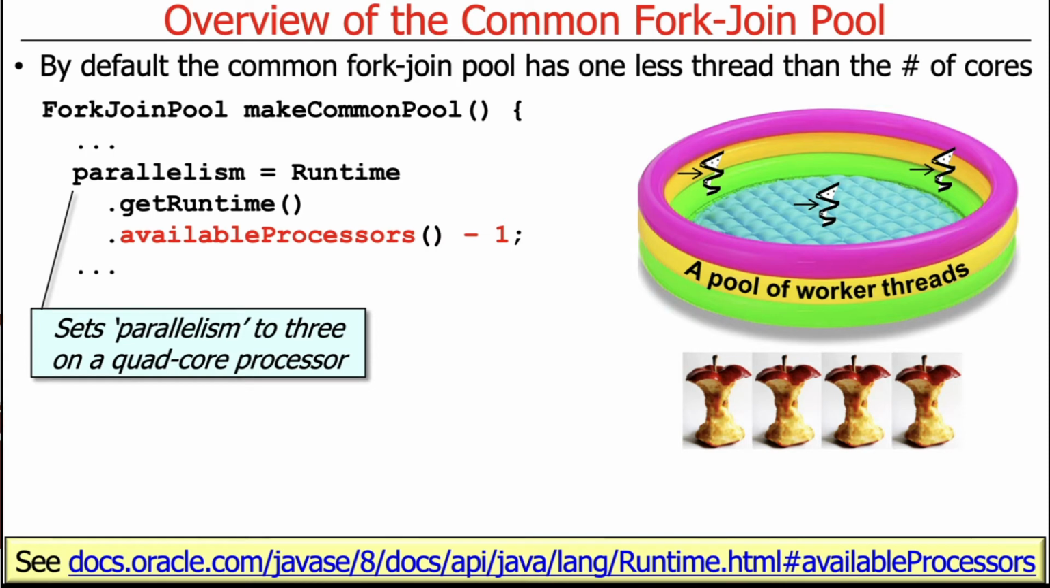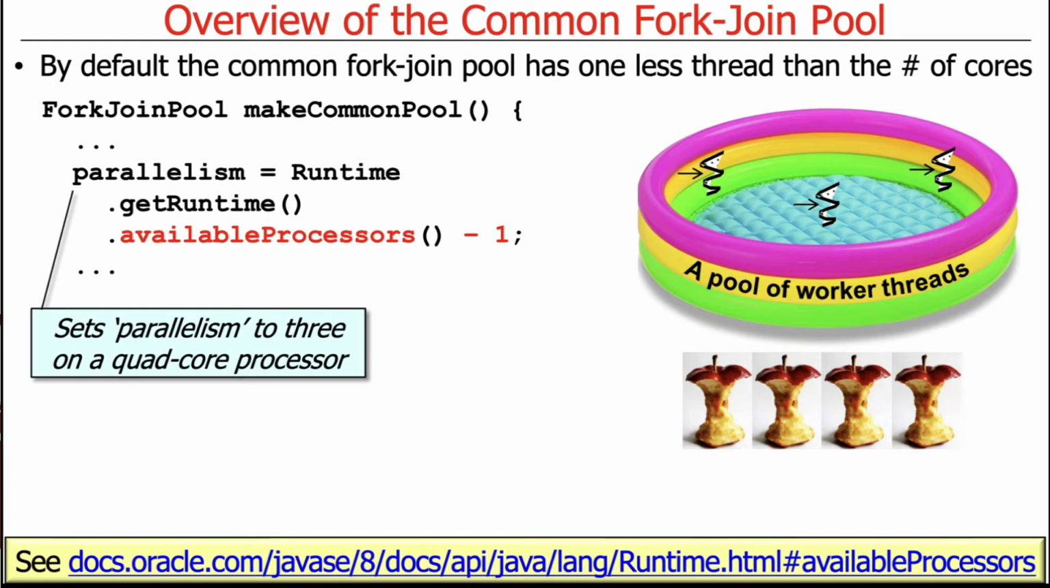By default, the common fork join pool has one less thread than the number of cores that are available to the underlying execution environment or the virtual machine. And if you take a look at the implementation of the make common pool method, this is something that's used inside of the implementation of the Java fork join pool. Make common pool will set the parallelism of the common fork join pool to be the number of processor cores, that's what the available processors method provides, minus one. So if we had a 4-core processor, then the number of threads in the pool would be set to 3.